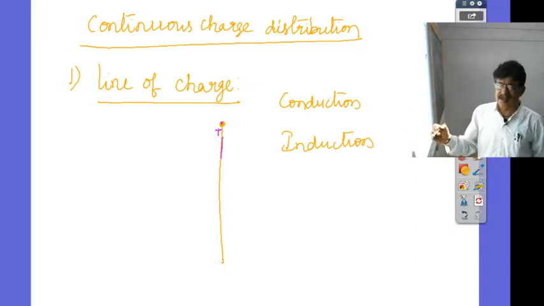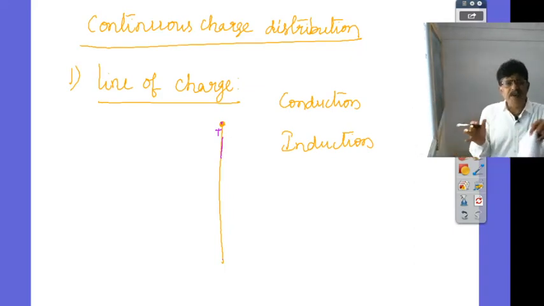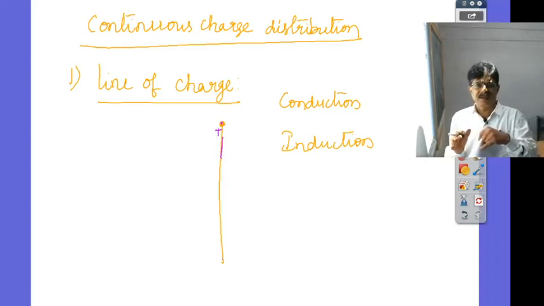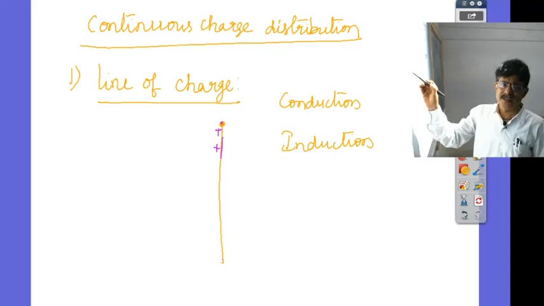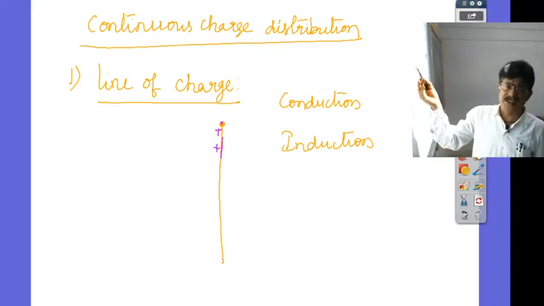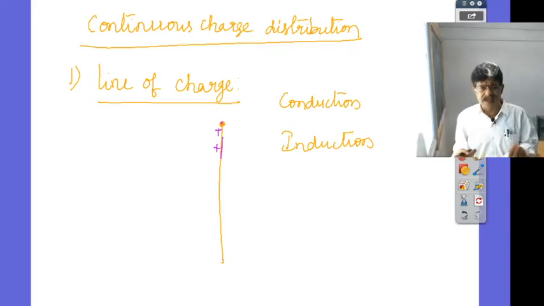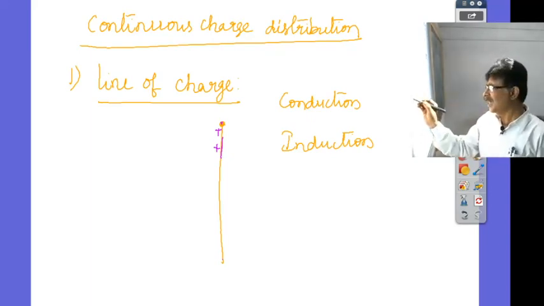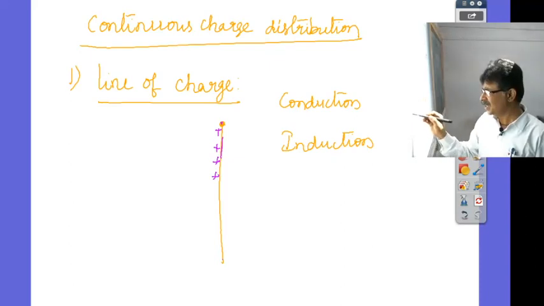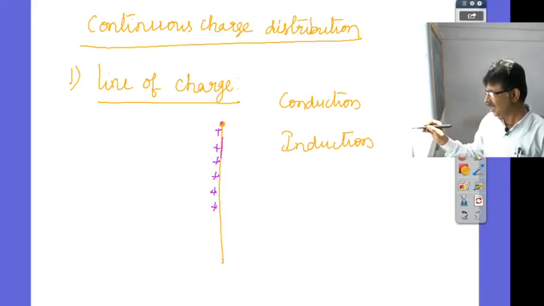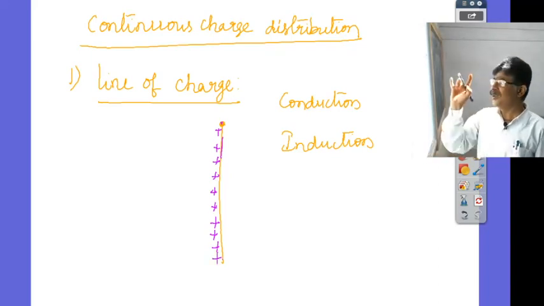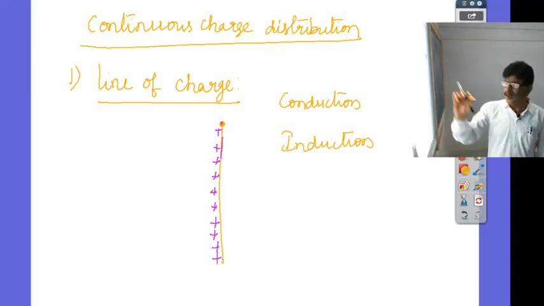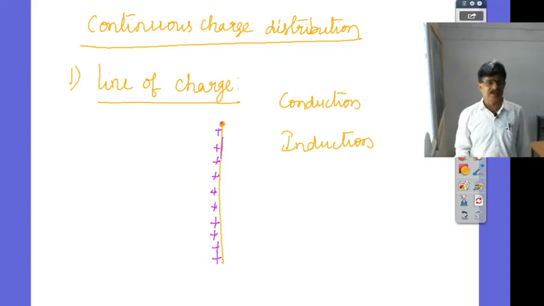There will be real struggle between the charges, because one charge will be repelling the other charge, and the other charge will be repelling this charge as well as the other charge. So after continuous struggle, all charges now settle themselves at equal distance from each other. Now you have a line of charge.